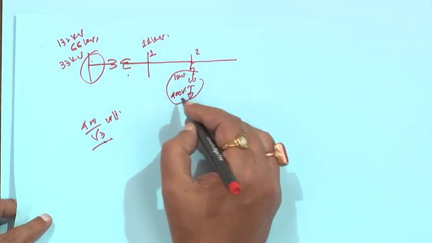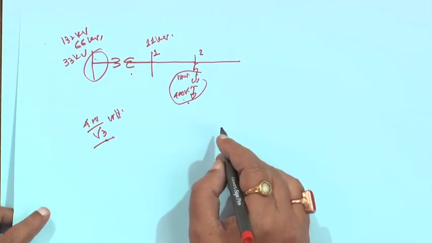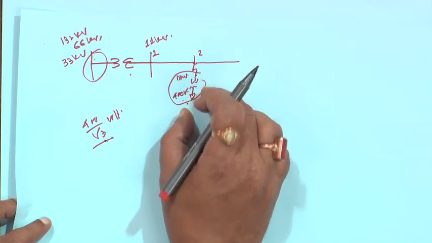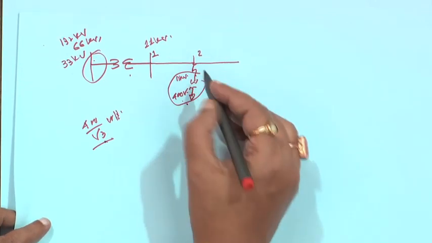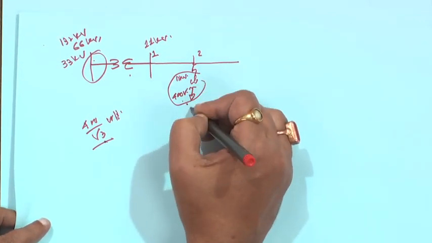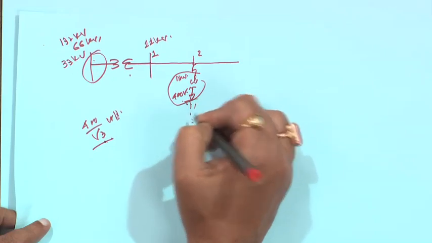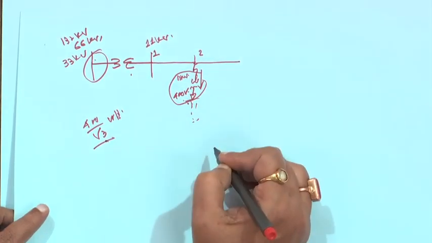Regarding delta-star and star-delta connections, all have been explained in the power system analysis course, but that is not our objective. This is your distribution transformer, and the load is on the distribution side, so naturally the current is flowing.